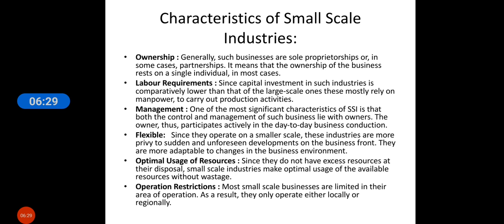Since they operate on a small scale, it becomes easy for them to change according to the requirements and unforeseen developments. According to the business environment, they adapt themselves very easily. Like optimum usage of resources. Since they do not have excess resources at their disposal, small scale industries make optimum utilization of their available resources without any wastage. Then operation restriction.